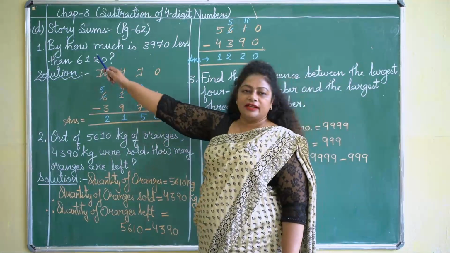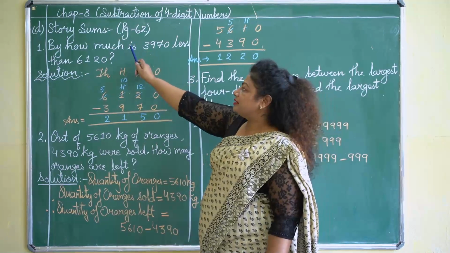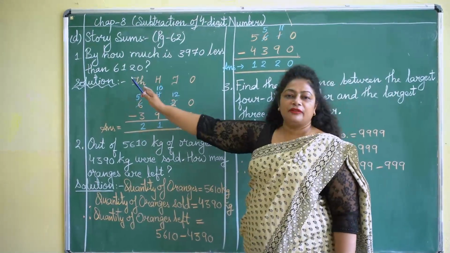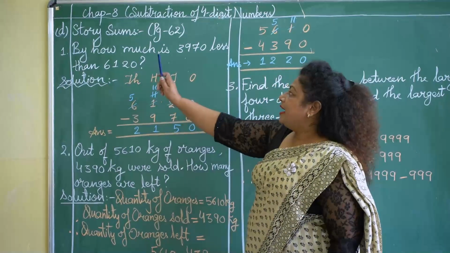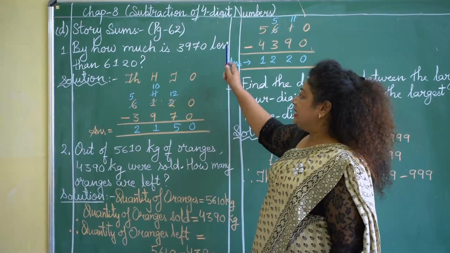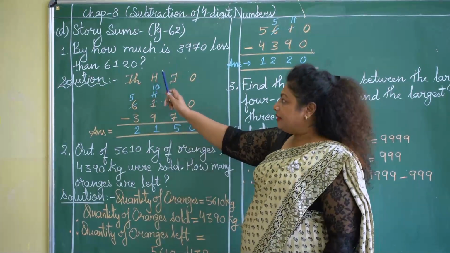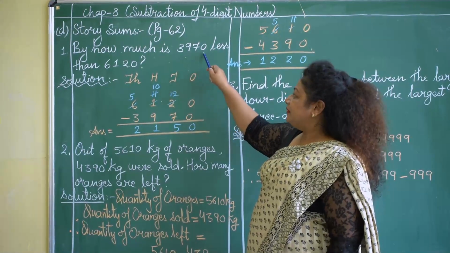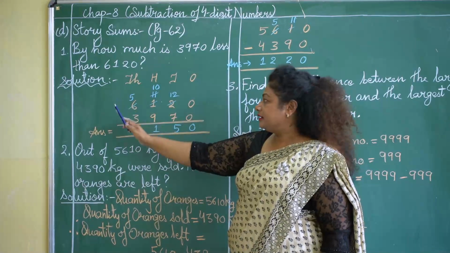Let us start with the next question that is given on page number 62, story sums. That means the statements are given and we have to solve the statement and give the solution. So the first sum given to you is, by how much is 3970 less than 6120? That means we have to subtract 3970 from 6120. Let us start the solution.